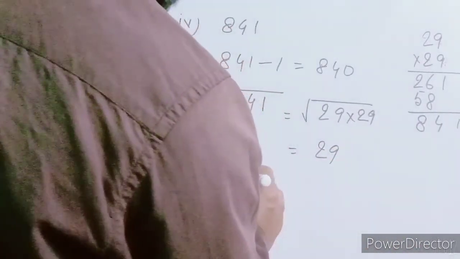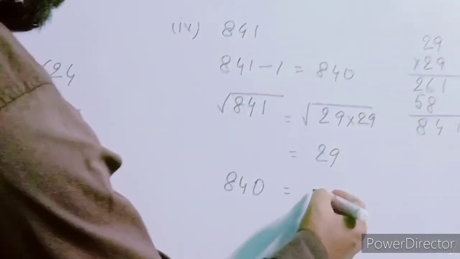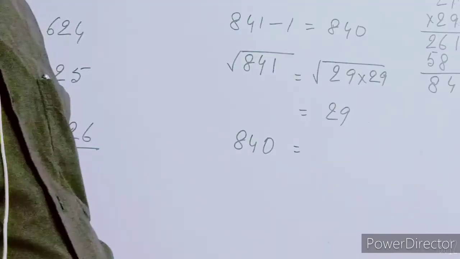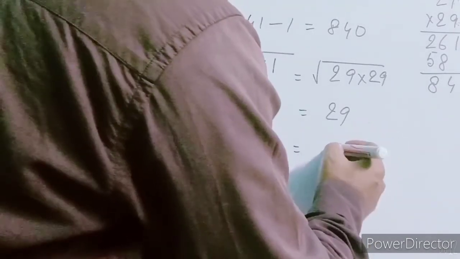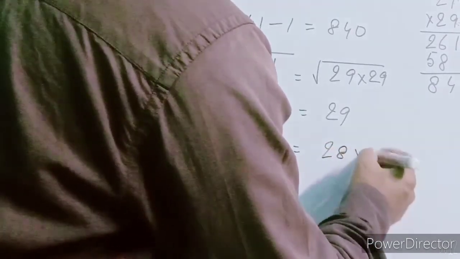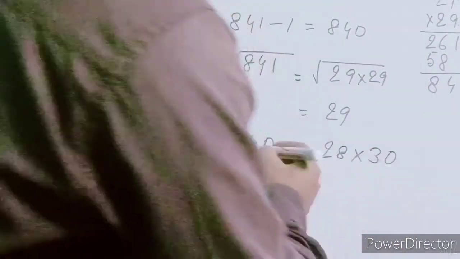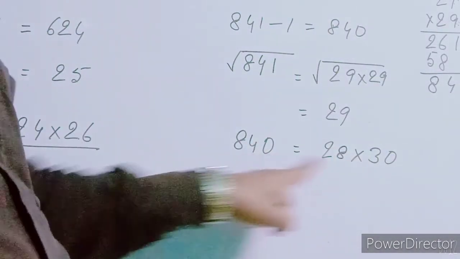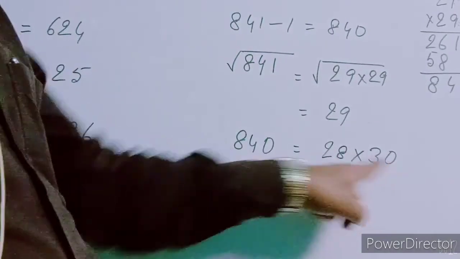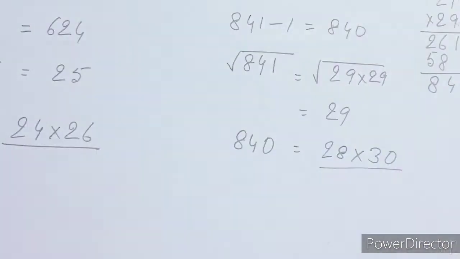Now you write the resultant number, that is 840 equal to the predecessor of 29, that is 28, and the successor of 29, that is 30. If you multiply these two, you will get 840. You can check: 3 8s are 24, 3 2s are 6, and 0, 840. So these two became the answer of this question.